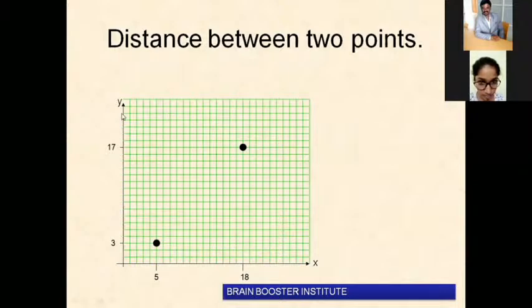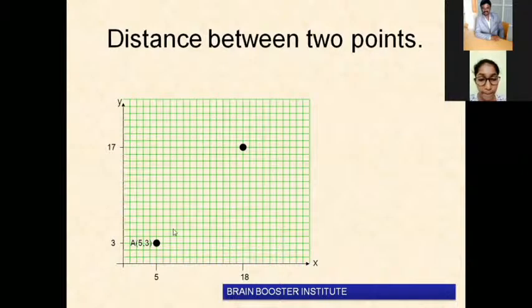Here I have taken this quadrant. This is the x-axis and this is the y-axis. I have taken this point and this point. Can you say what this point is here? It's 5 comma 3. Very good. And what about this point? That's 18 comma 17. Excellent.